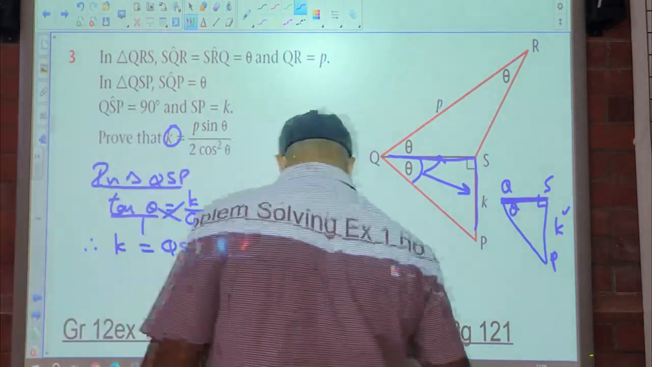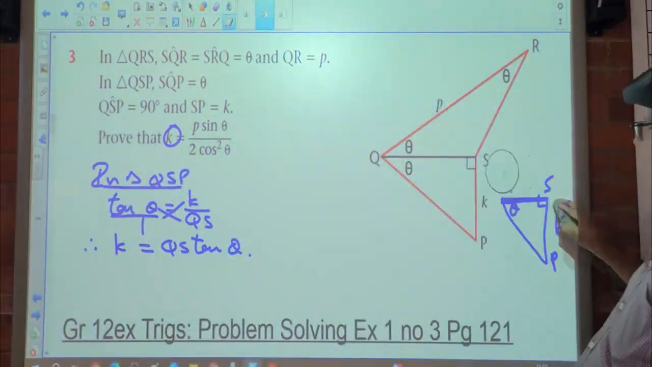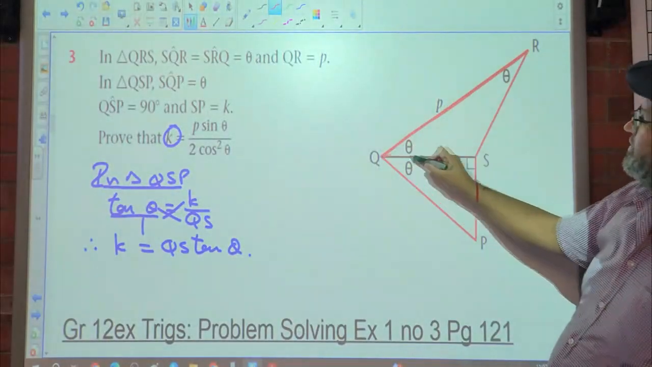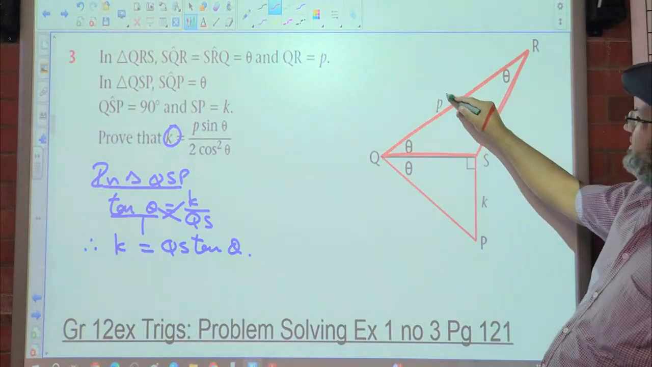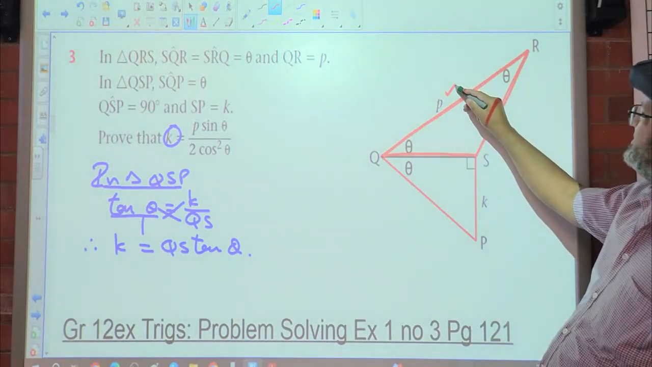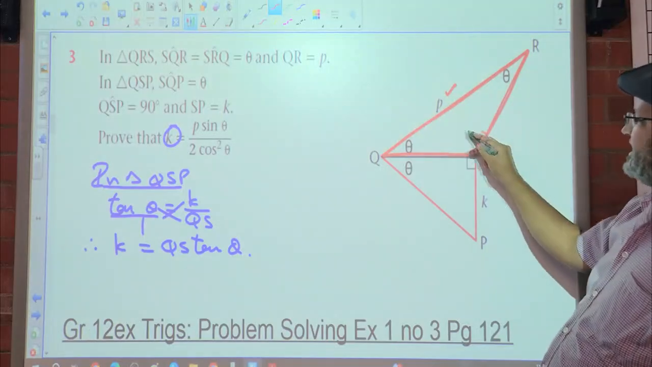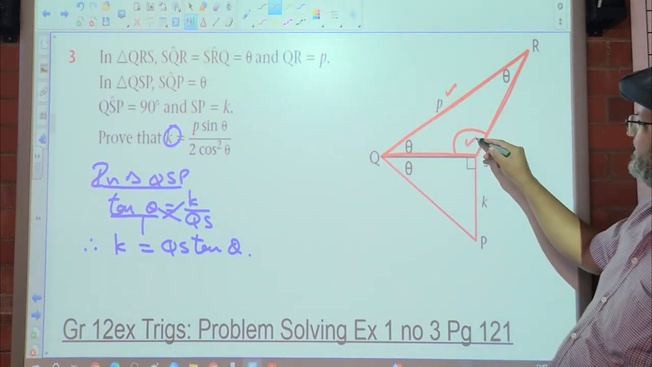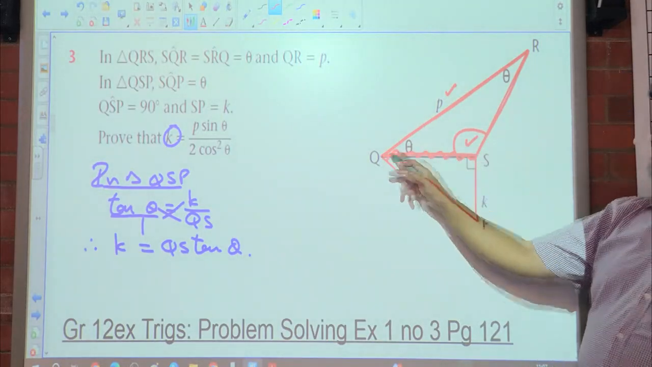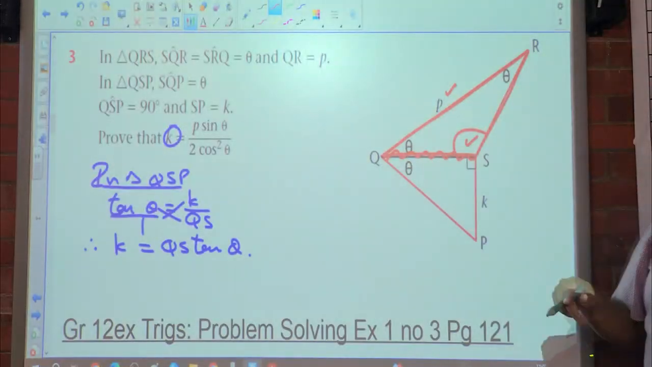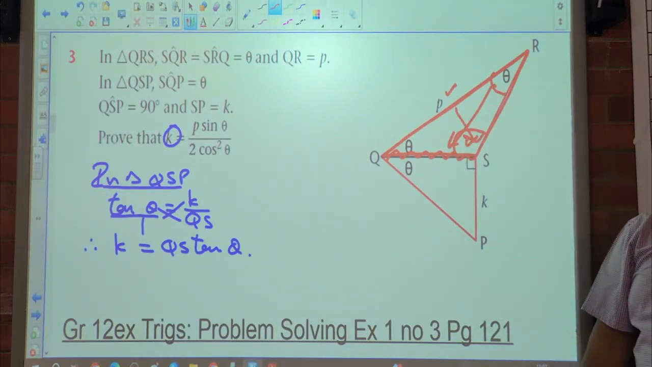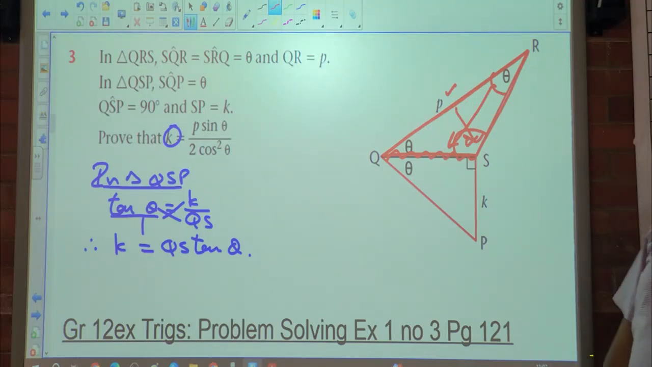So what do I do now? I look at the other triangle now. In triangle QSR, what can we say? We have a length, which is QR. You all agree I can calculate angle QSR in terms of theta. We must pick up QS. Why must we pick up QS? It's the link between the two triangles. And we have a side here, which is P, and an angle theta. So which rule do you think we're going to use there? Sine or cos? Sine. Why sine?